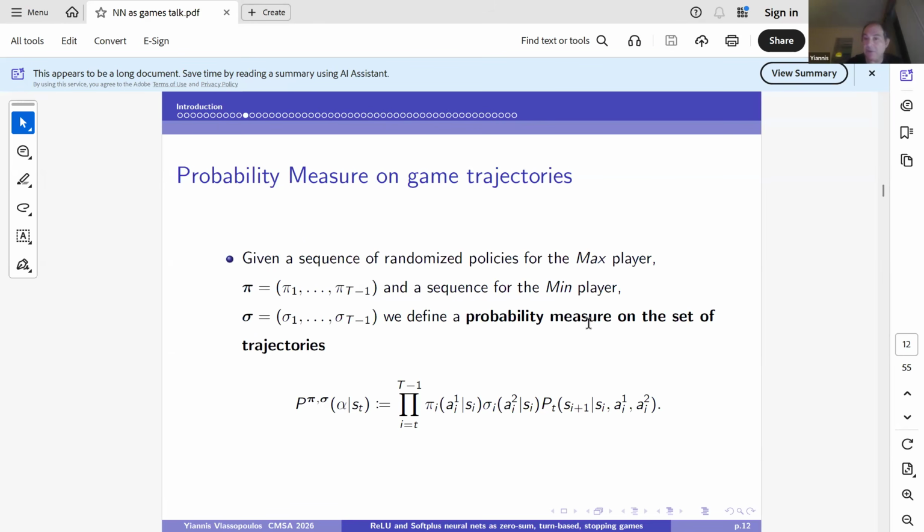So basically, you do get a probability measure on game trajectories, if you have a sequence of randomized policies. Our game is going to be very simple. There are no loops. You cannot go back. It's going to be a directed acyclic graph. And you have many stages, T stages, let's say. So you can find the probability of the whole trajectory if you know what the states and the actions are. You just multiply the probabilities, and this gives you the probability of a trajectory.